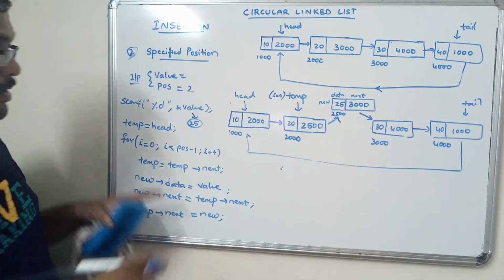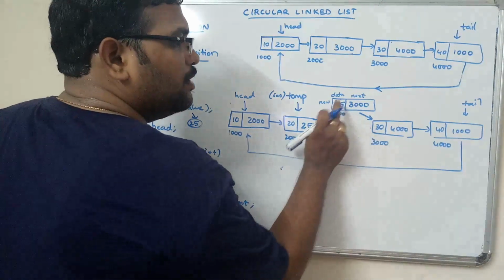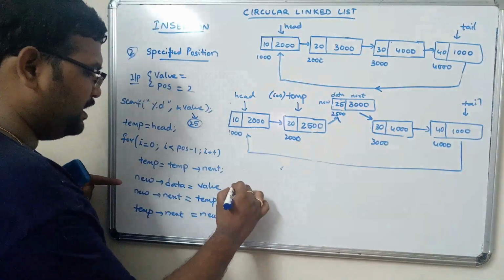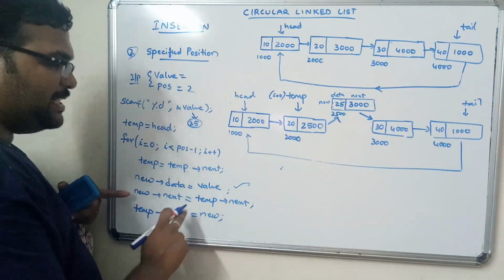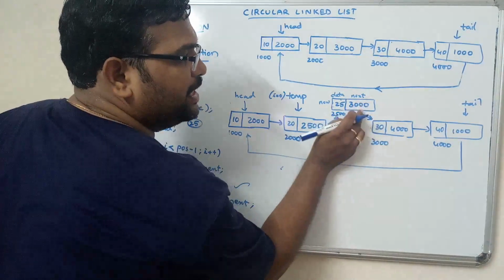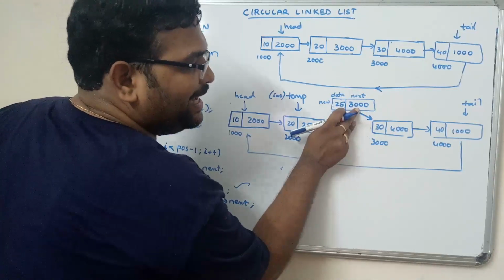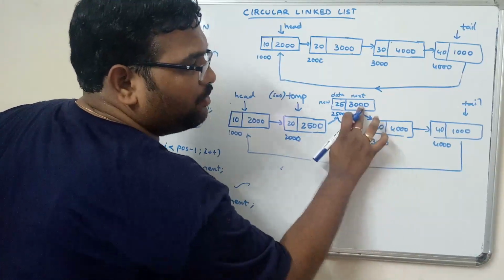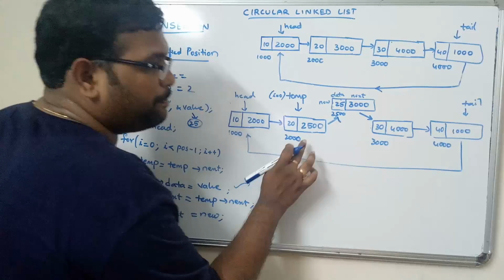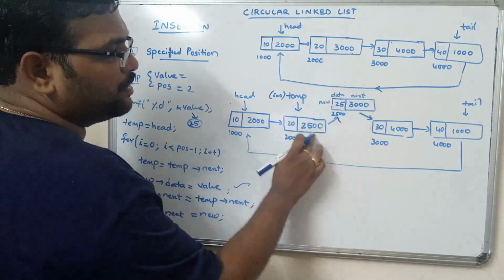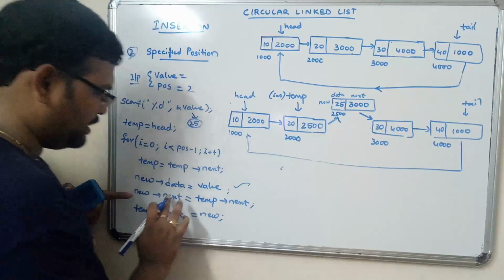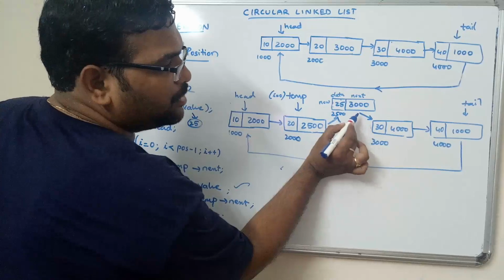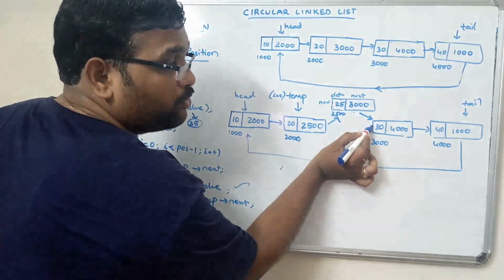So first we have to place the data. There is no issue. Next, new of data is equal to value. The statement is normal, right? Next, new of next. What should be placed here? It should hold the address of 30. What is the address of 30? 3000. Where was it placed previously? In temp of next. So new of next is equal to temp of next. Now a connection is established between the newly added node and the next node.